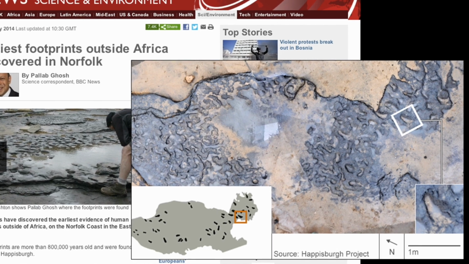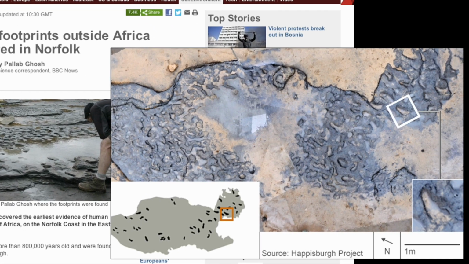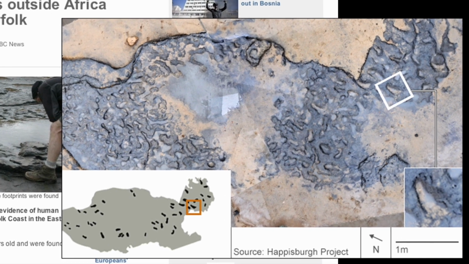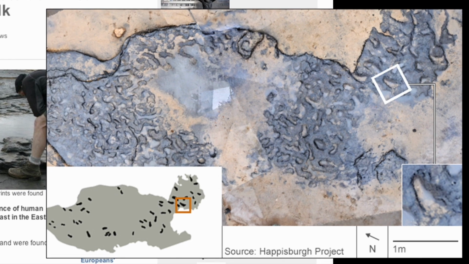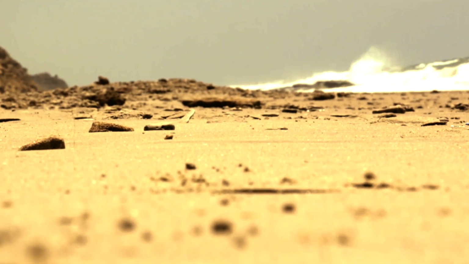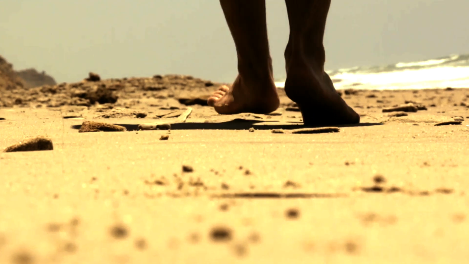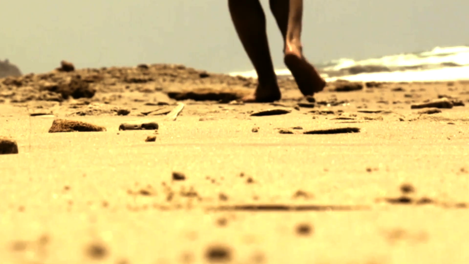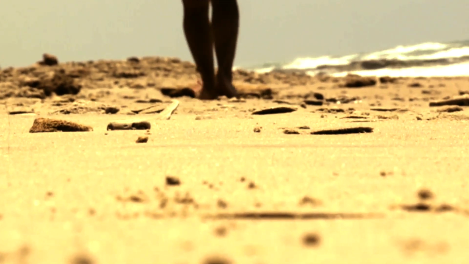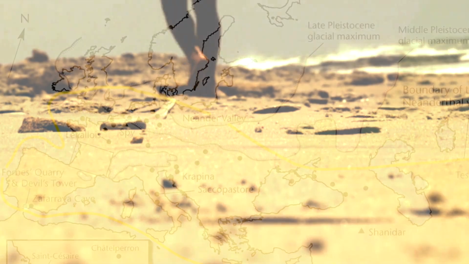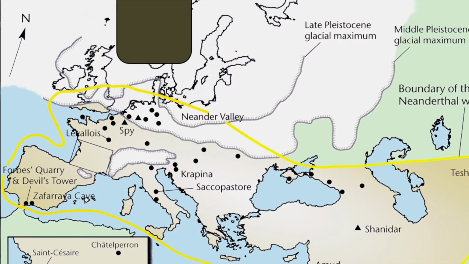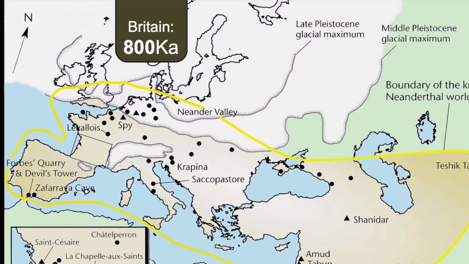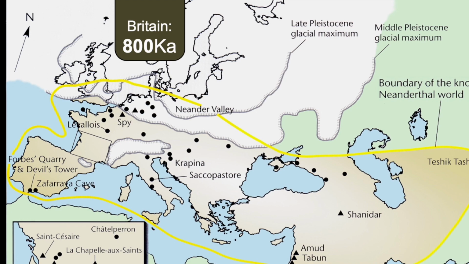And it challenges a lot of our previous ideas and notions about the nature of human migration and dispersal. Because these footprints in Norfolk represent the oldest hominin footprints outside of Africa. That age, 800,000 years, is staggeringly old. If we think about it, the spectacular Happisburgh footprints tell us that we have a human presence in Britain at around 800,000 years. And that really is quite a turn up.